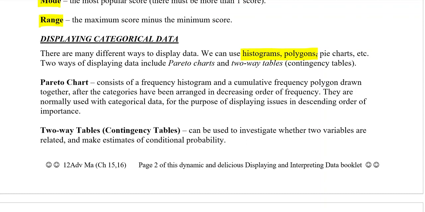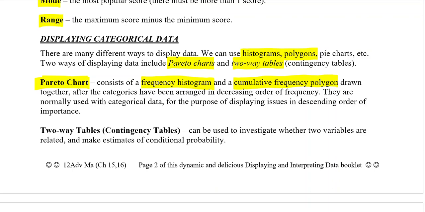2 ways of displaying data that we're going to be looking at include a Pareto chart and 2-way tables, which we call a contingency table. So the Pareto chart is a new name, but it's not as scary as it sounds. So let's read what it is. A Pareto chart is a frequency histogram. So that's the one you do the little columns, you have the little things coming up, the histogram, and a cumulative frequency polygon on the same graph.